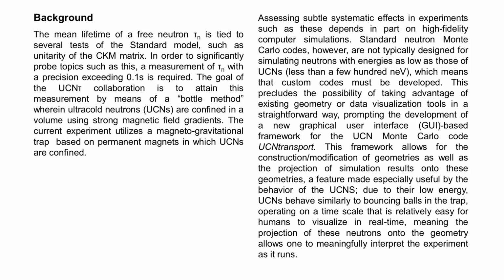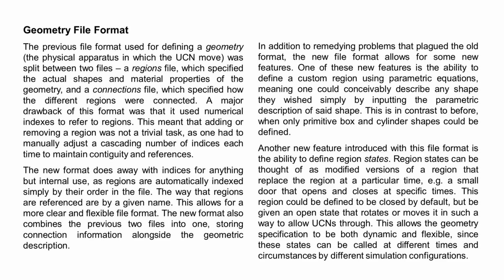One of the things I worked on was improving the file format used to define the experiment's geometry, or its physical shape. The previous format required regions to be referred to by an index, only included box and cylinder shapes, and was split between two files. The new format consolidates these two files into one and refers to regions by a given name, which makes it easier to insert and remove regions, as you no longer have to deal with the resulting cascading shift of indices that you would have to account for otherwise.